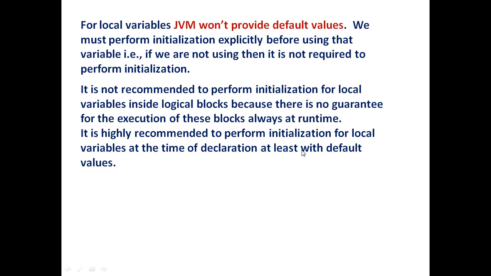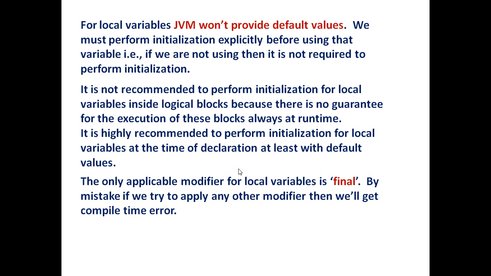As soon as you declare a variable, you should initialize it as well. And if you cannot think of any values for them, then use the default values. That's a good practice, right? The next point is that the only applicable modifier for a local variable is final. We can declare final int i equals 0 inside methods, constructors or blocks.